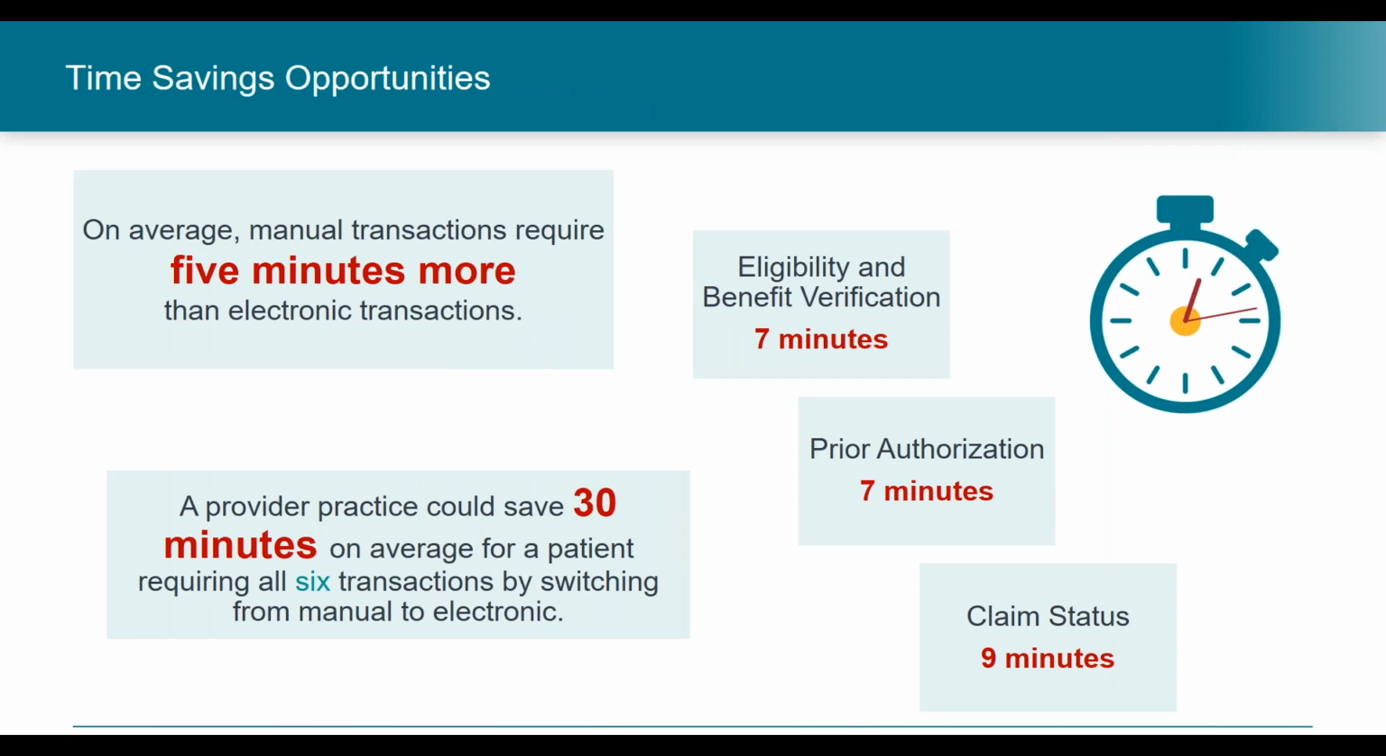Turning to the time savings opportunities, we see the greatest savings opportunity for claim status, followed by prior authorization and eligibility and benefit. On average, providers indicate it takes 14 minutes to complete a manual claim status inquiry compared to 5 minutes electronically. Interestingly, we found that on average, manual transactions require 5 minutes more to complete than electronic transactions. If we look across all the transactions, we'll see that providers could save, on average, 30 minutes if they completed all these transactions electronically as opposed to manually.